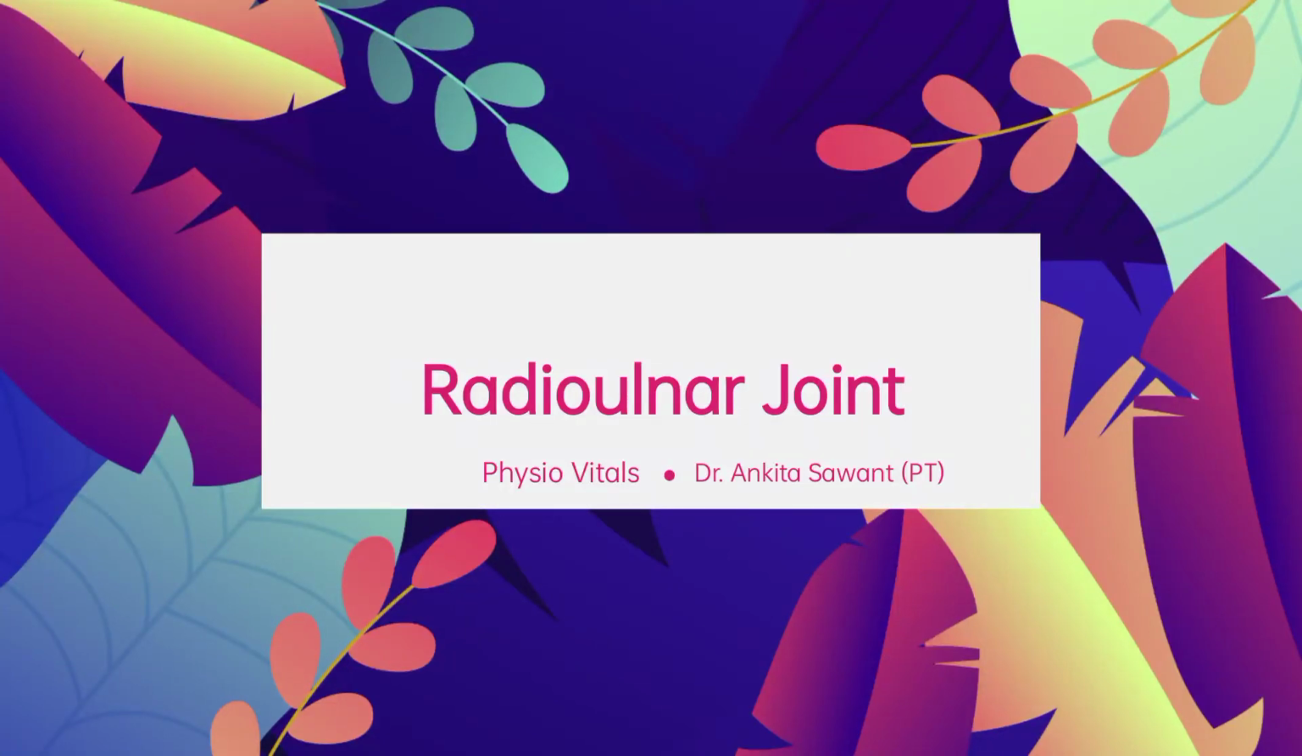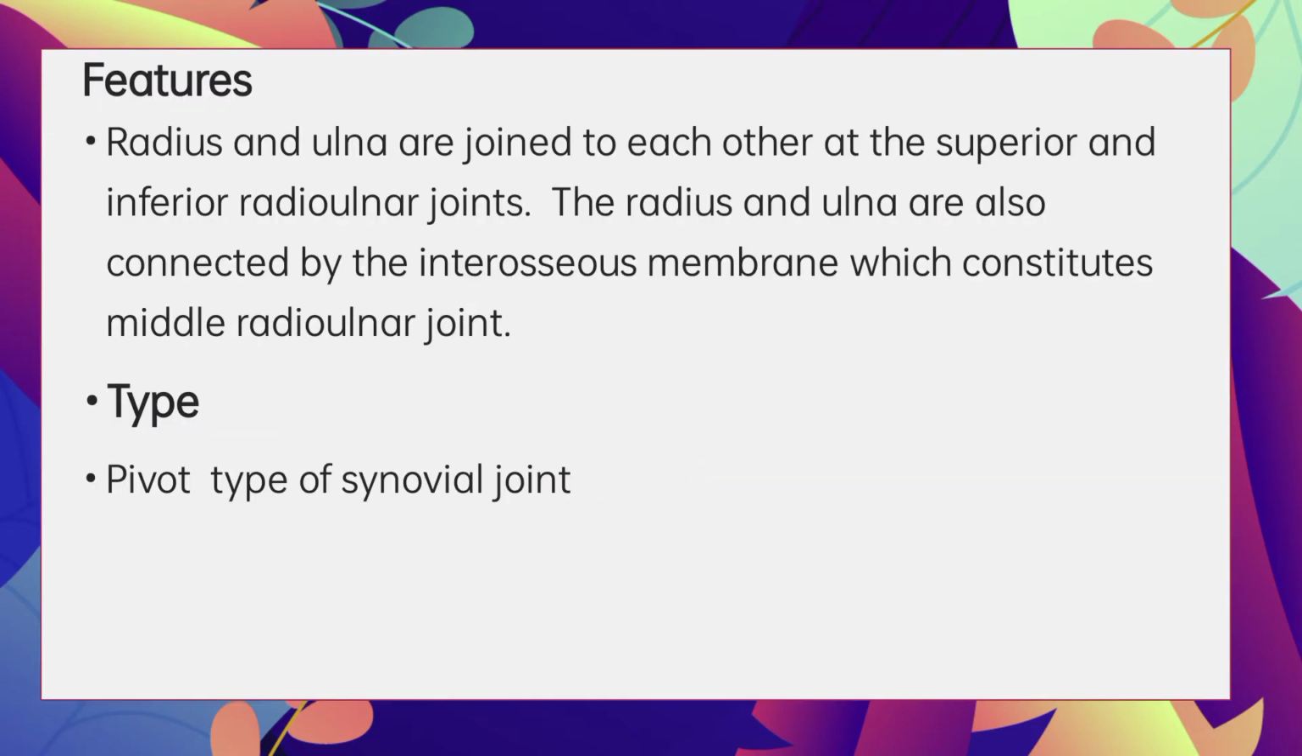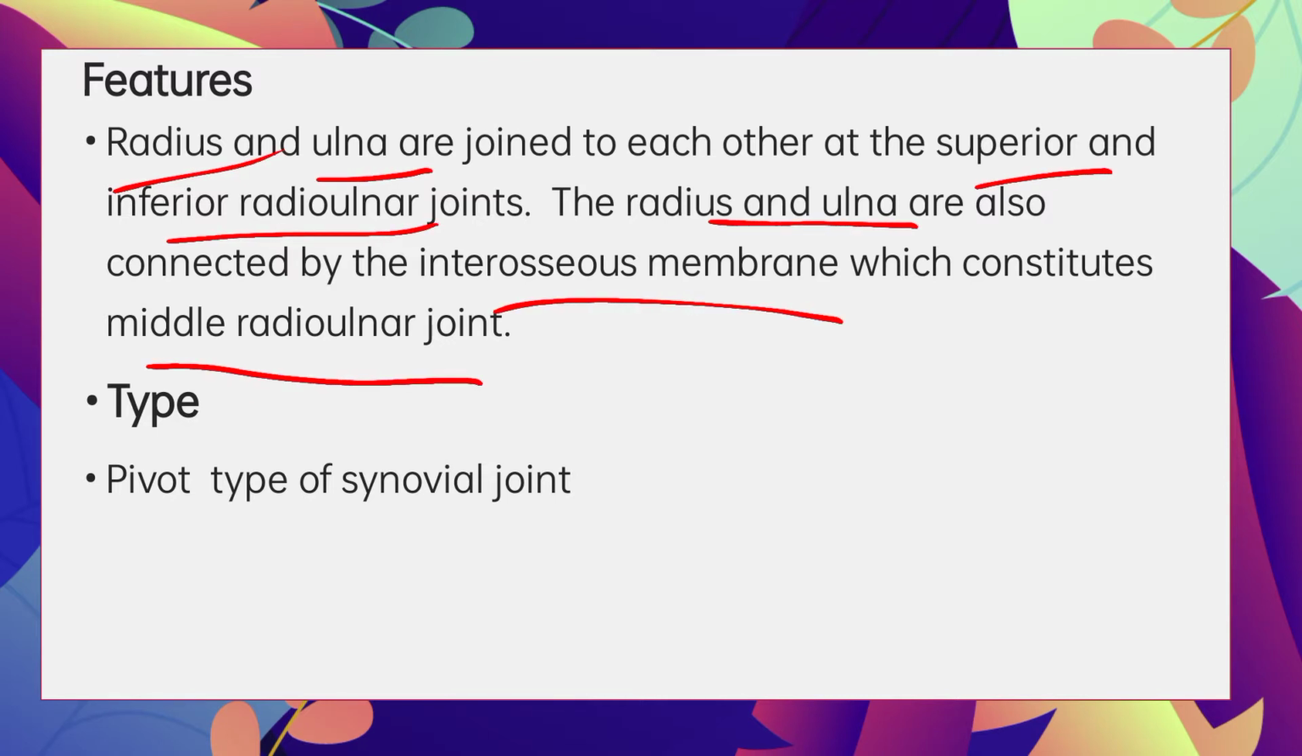I am Dr. Ankita Sawant and today's video is on radial ulnar joint. So, in features, we'll first see the radial ulnar joint. Features: the radius and ulnar are joined by each other at the superior and inferior radial ulnar joint. Alright, the radius and ulnar are also connected by interosseous membrane, which constitute middle radial ulnar joint.